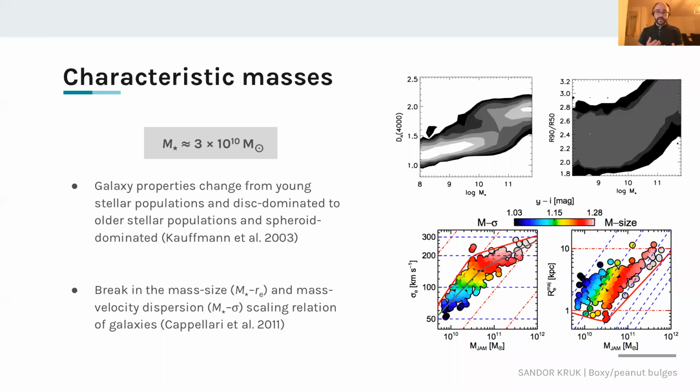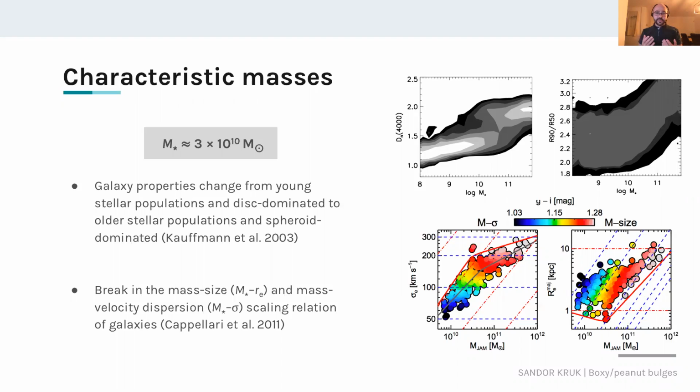We've already heard a lot in this session about the characteristic masses at which galaxy properties and physical processes in galaxies change significantly. I'd like to concentrate on the characteristic mass of 3 × 10^10 solar masses, which was found by Kauffmann et al. to be that mass at which galaxies in the local universe transition from having young stellar populations and being disc-dominated to older stellar populations and higher concentrations typical of bulges.